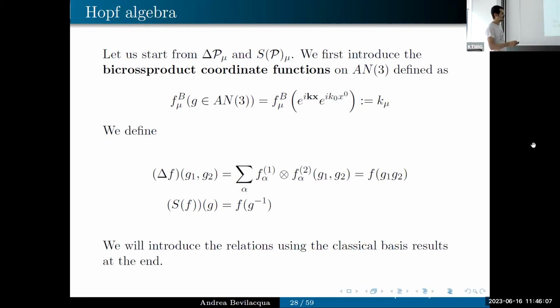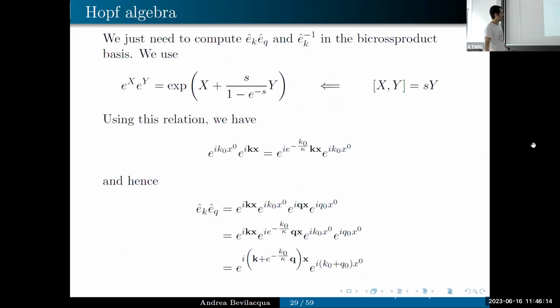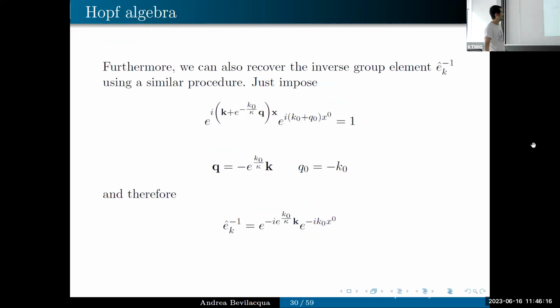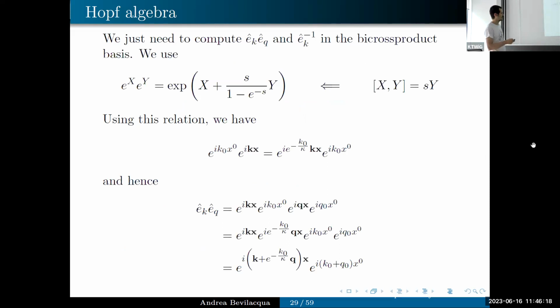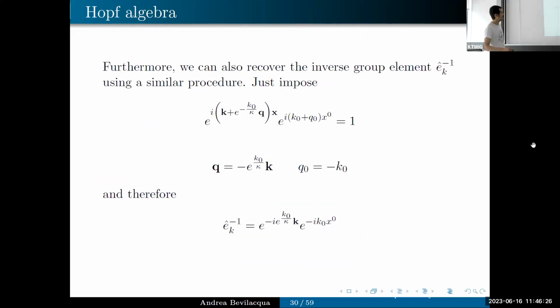So what do we need? We just need the product of two group elements and an inverse of a group element. Now, I maybe skip this. What is important to know is just the result. So the product of these group elements is just this object here in the bicrossproduct basis. And the inverse is just this.